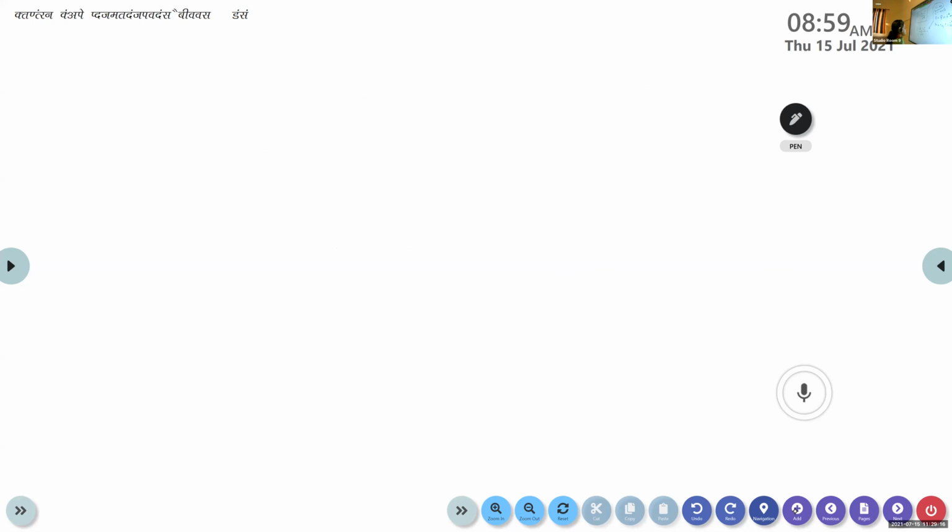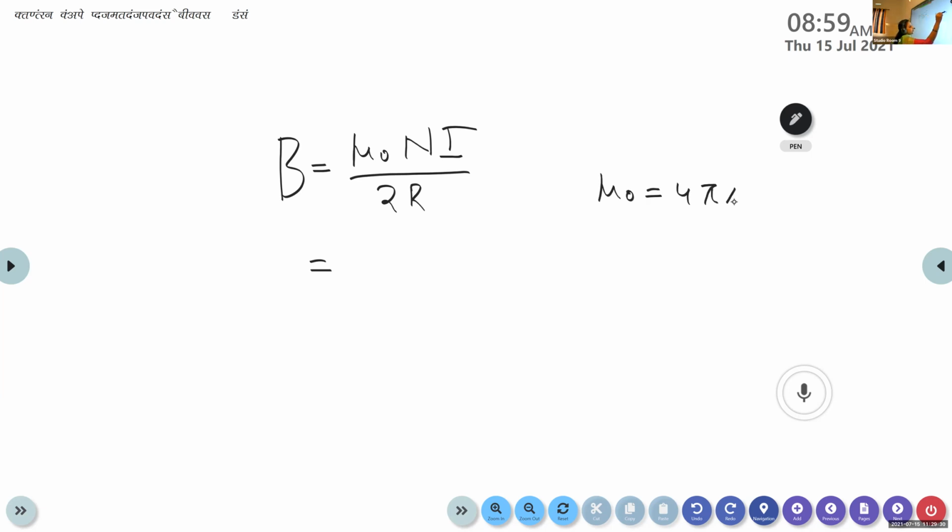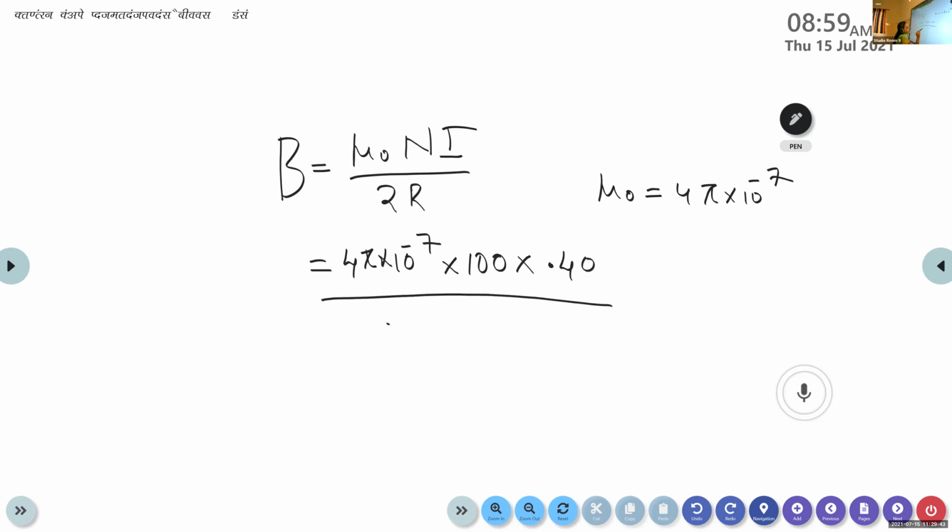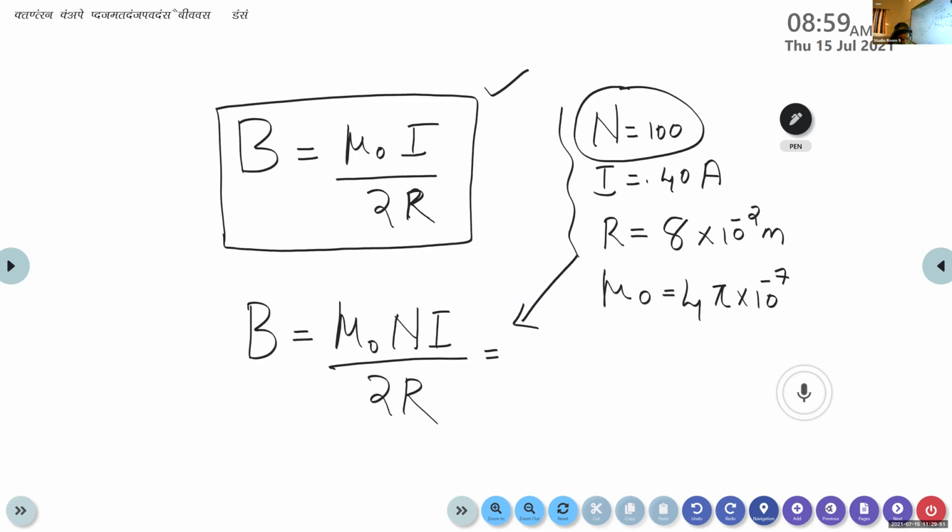So we get B is equal to mu 0 Ni divided by 2r, our equation. Substitute all the values. Mu 0 is equal to 4 pi into 10 raised to minus 7, into n, which is 100, current I is 0.40 ampere, divided by 2 into radius 8. What is the value of radius here? 8 into 10 raised to minus 2.